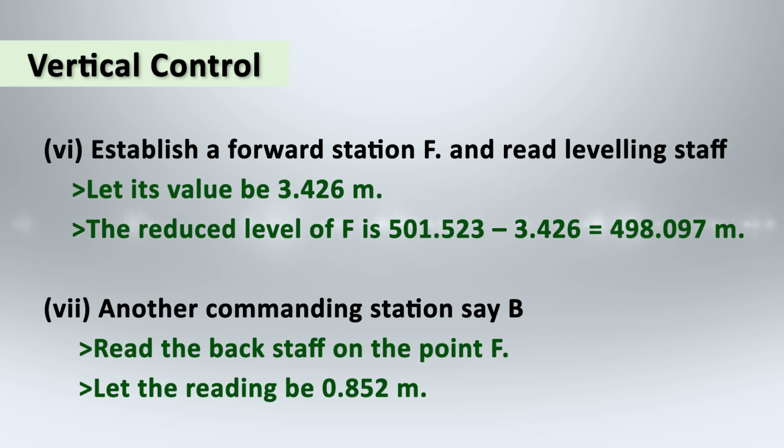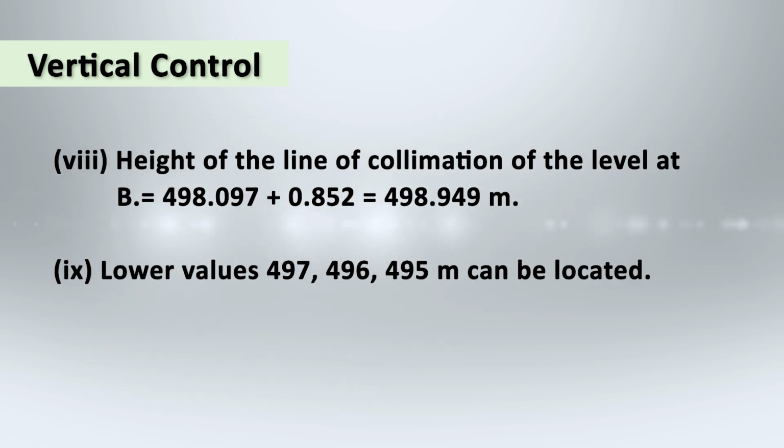F. Let the reading be 0.852 meter. Then calculate the height of the line of collimation of the level at B, that is 498.097 plus 0.852 equal to 498.949 meter. Then the points on the contours of lower value, that is 497, 496, 495 meter, etc. can be further located from this setting of the level. Proceed in a similar manner till the entire area is contoured.